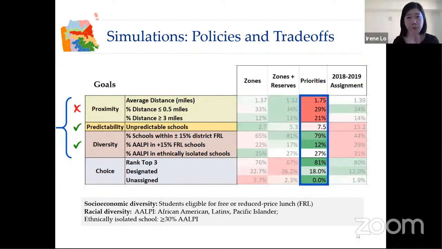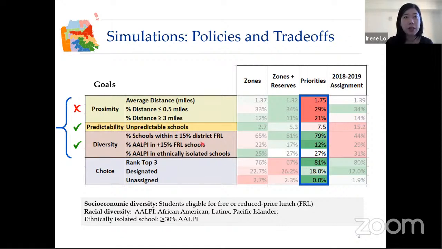And so if we look at just priorities, let's say we come up with better priorities that are able to prioritize more students, better target the students who need priority, then what we see is that the district can reach some of its diversity goals. So if we look at schools that are within 15% of the district's socioeconomic average, before we only had 44% of schools within 15%, and that's less than half the schools. But with priorities, we can now have almost 80% of schools within those bounds.